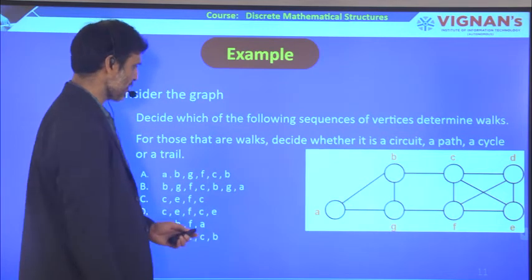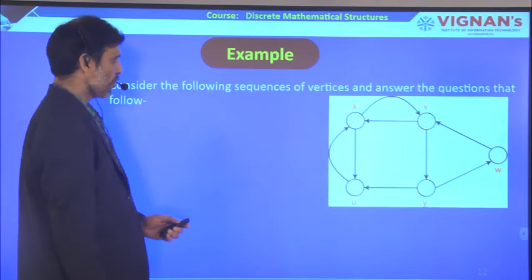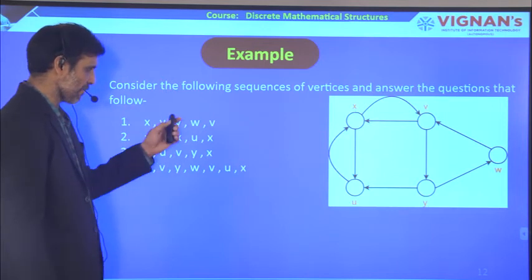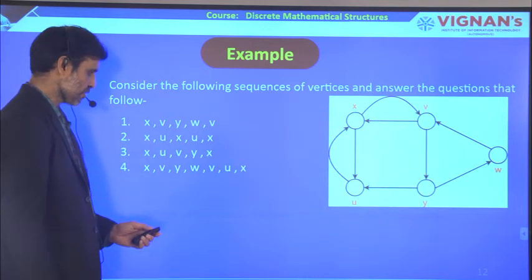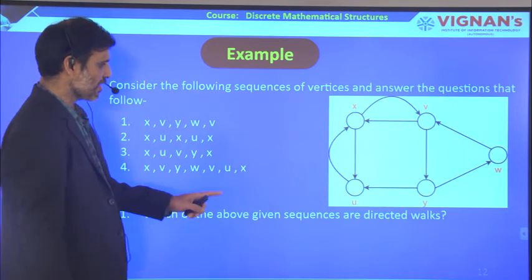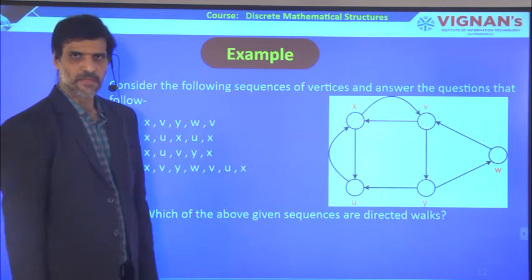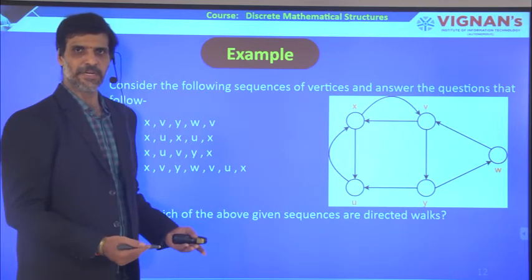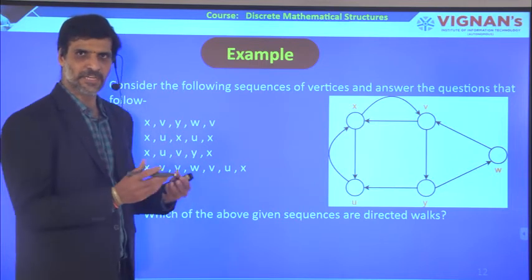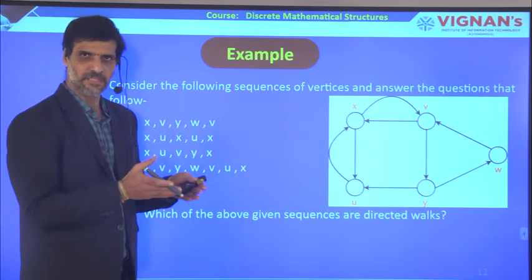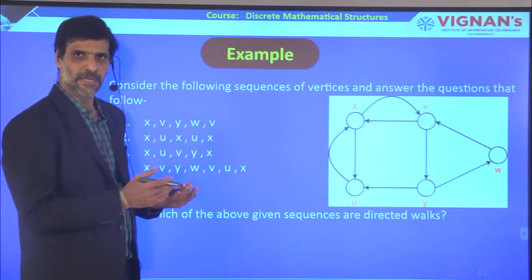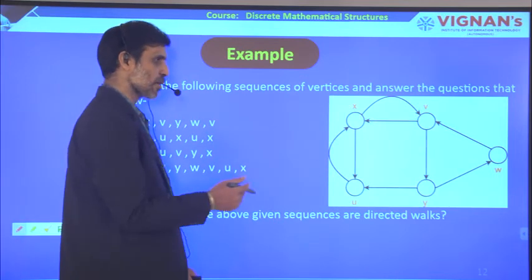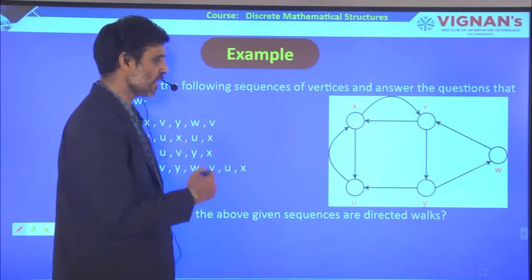Now let us come to the case of a directed graph. How do we do this? Here some walks are given like this. The first question is, which of the above given sequences are directed walks? What is the definition of a directed walk? Same definition. Edges may be repeated and vertices may be repeated. You just traverse the graph within the given directions. In the previous case it may not be like that, because directions were not mentioned. Here in this case directions are mentioned.